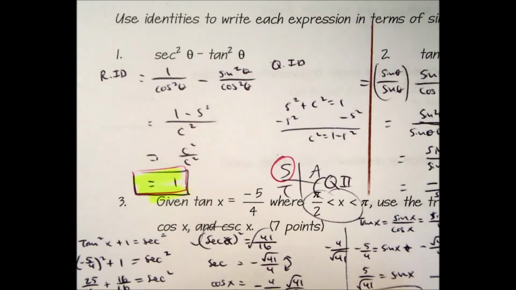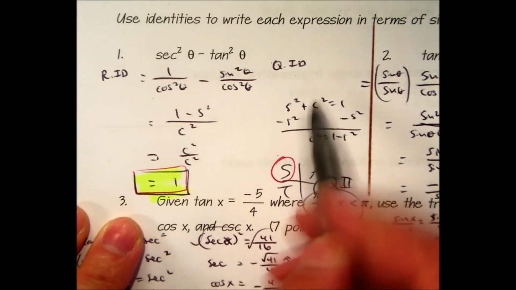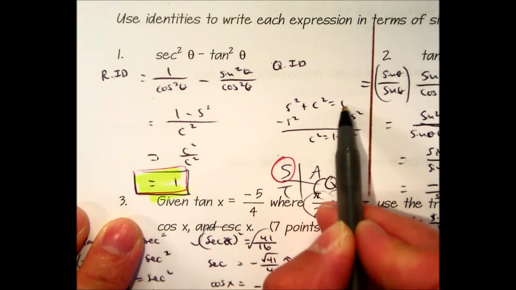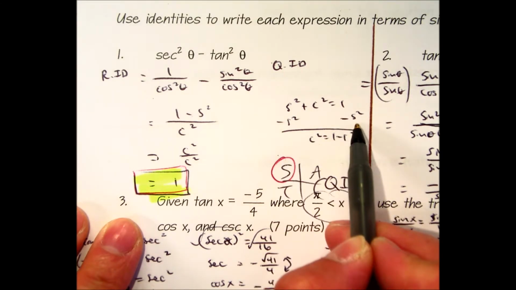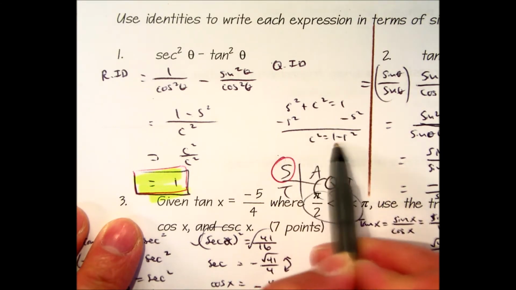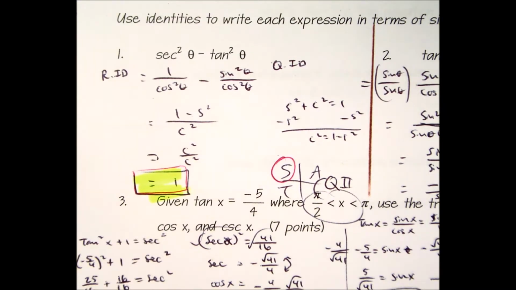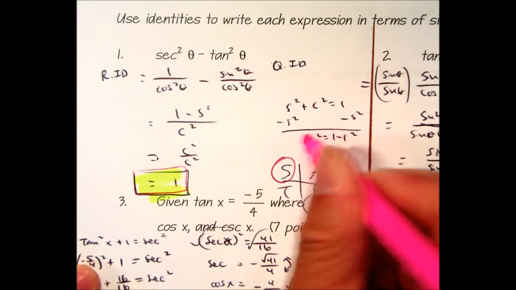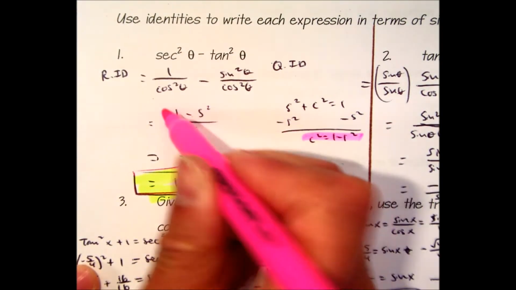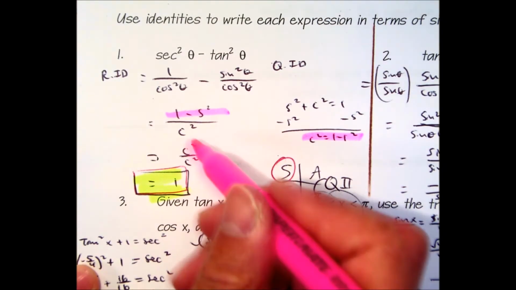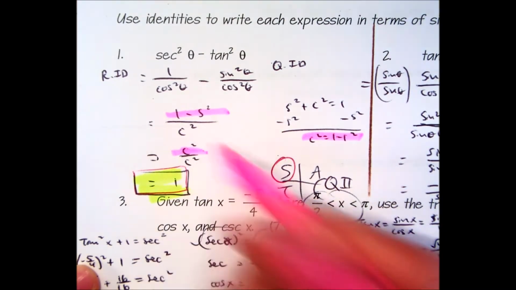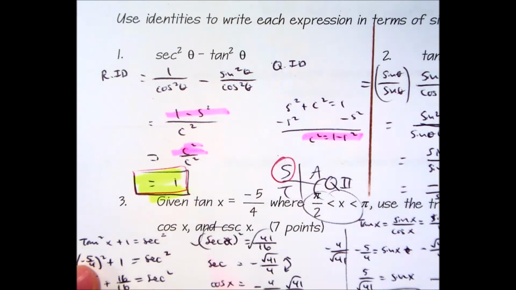I recognize that this is probably a Pythagorean identity. So here in the numerator, I have sine squared plus cosine squared equals 1. I subtract sine squared from both sides. Cosine squared equals 1 minus sine squared. So there's my substitution. Every time I see 1 minus sine squared, I can write cosine squared, and then cosine squared over cosine squared is equal to 1. Raise your hand if you got that.